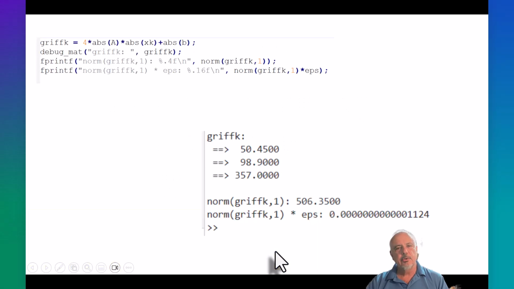And then what we're going to do is show how to calculate that. So I did 4 times abs of B times abs of xk plus the abs of B. And that's how I generated this and then showed the 1 norm and then the 1 norm times eps. So that's how I generated the numbers that I just showed you.